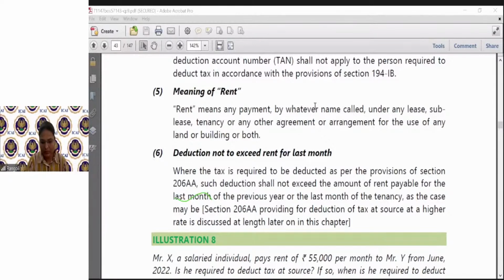I'm not writing, Kavita, right now. I'm just explaining. Sushil Kumar, TAN is important if TDS is required to be deducted under other sections like 194C, 194J, 194I, and it should be an online application. So if the TDS amount is more than the last month's rent amount, then the TDS is restricted to the rent of the last month only. You will get a better understanding of this point with illustration number 8.